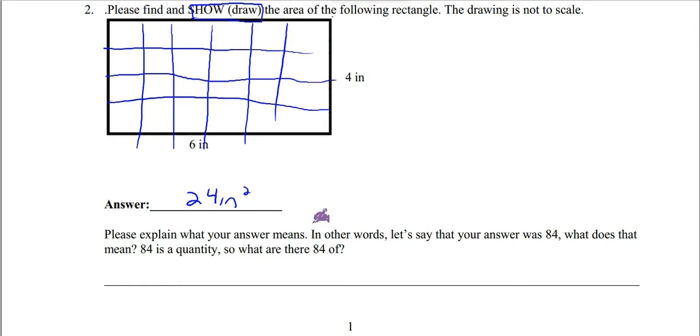Explain what your answer means. Let's say your answer was 84, which it wasn't, it was 24. What does that mean? 84 is a quantity, so what are there 84 of? I saw some people answer as if the answer was 84, and that's fine. I'm going to answer it with 24, but I gave credit for people who answered with the wrong answer. It just means that there are 24 squares.